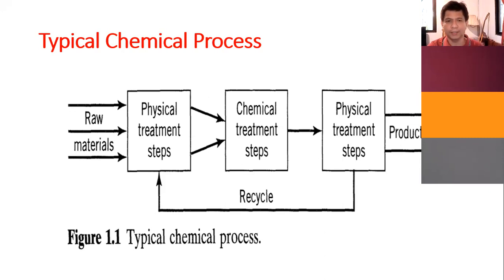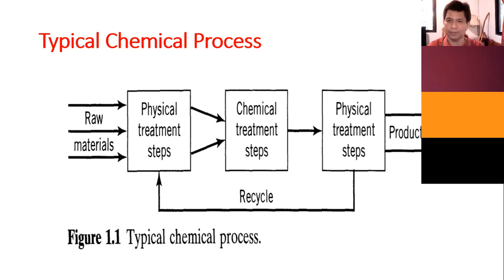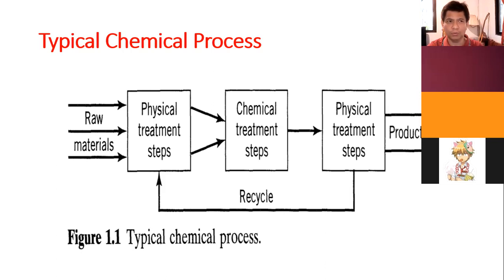After that, this raw material will go to the reactors. Generally in chemical plants, the heart is the reactors, so this course is really for the design of reactors. Next are the chemical treatment steps, which generally refers to the reactors. After the reactors, it goes to the physical treatment steps, which usually produce the pure products.